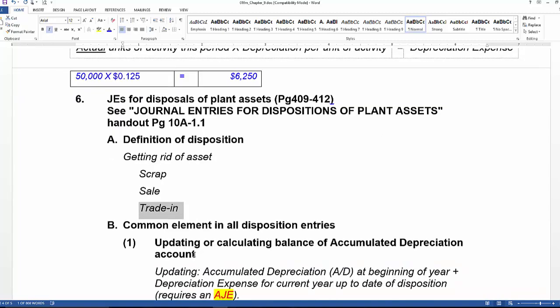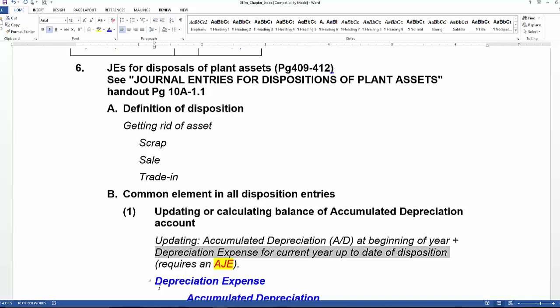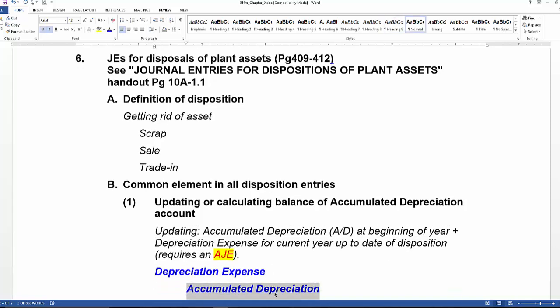So a common thing you'll find in all your journal entries for getting rid of or disposing of your plant assets is you typically are going to be asked to update or calculate the balance of your accumulated depreciation account. And to do that, you'll typically get accumulated depreciation at the beginning of the year, and you may be given depreciation expense for a current year, or you may have to calculate it yourself. And then it'll require you to make an adjusting journal entry, debit depreciation expense, credit accumulated depreciation. And then you need to post that accumulated depreciation to the accumulated depreciation account so that you can get your latest or your final accumulated depreciation as of the date of disposition.